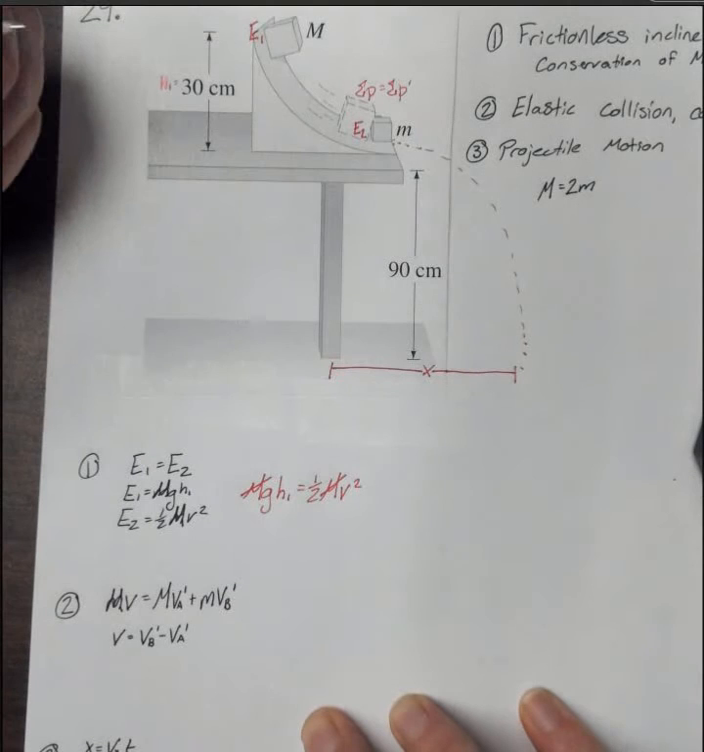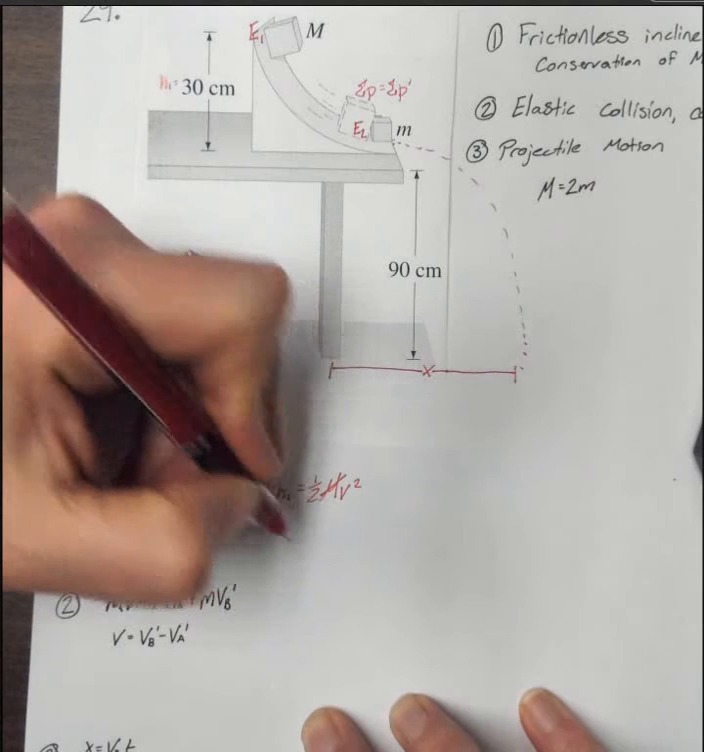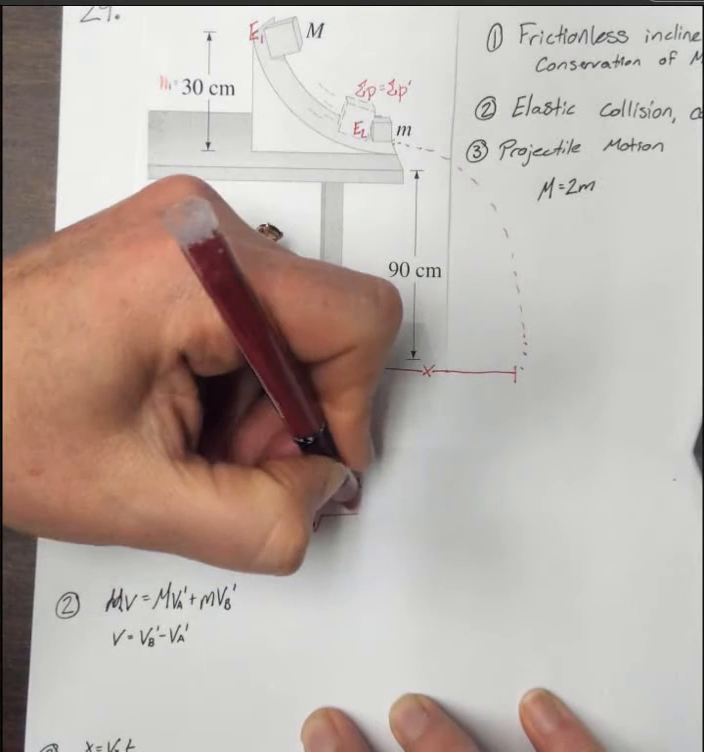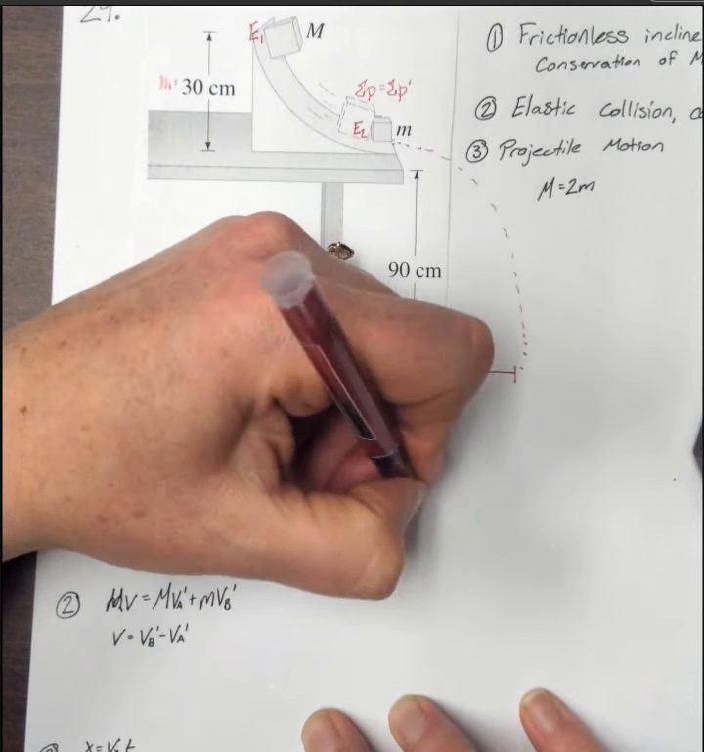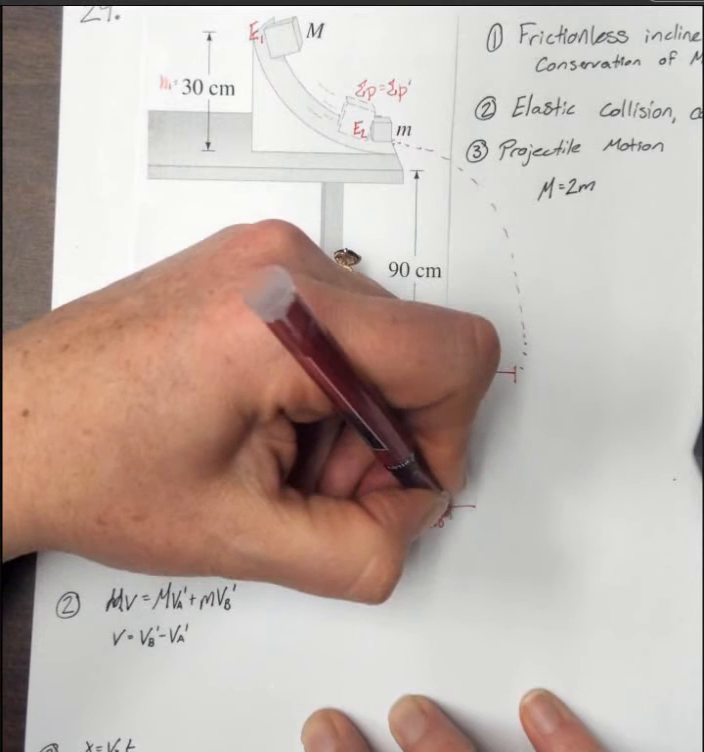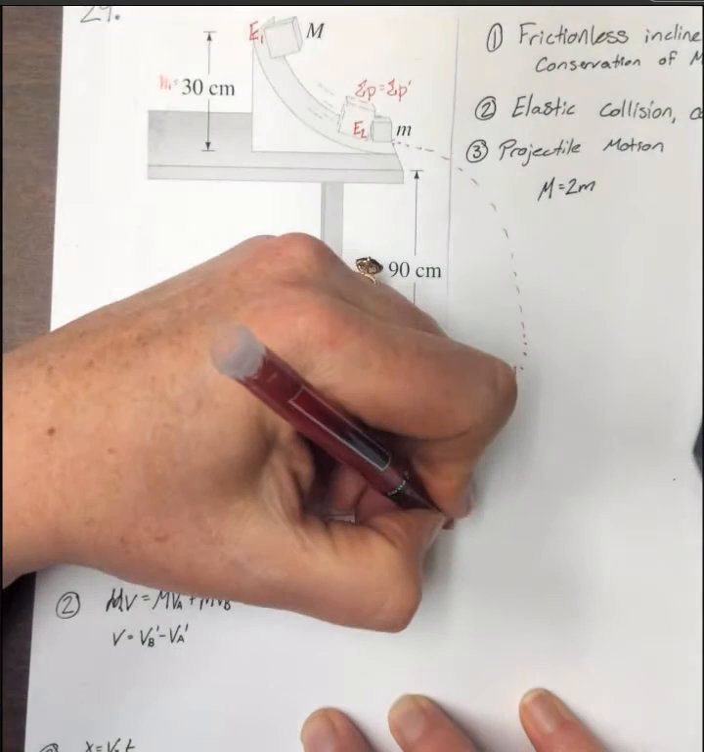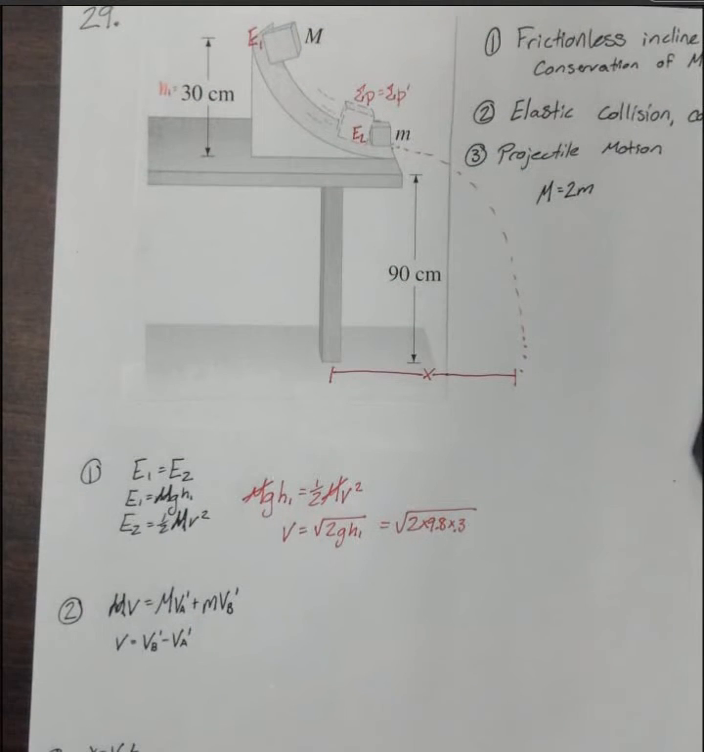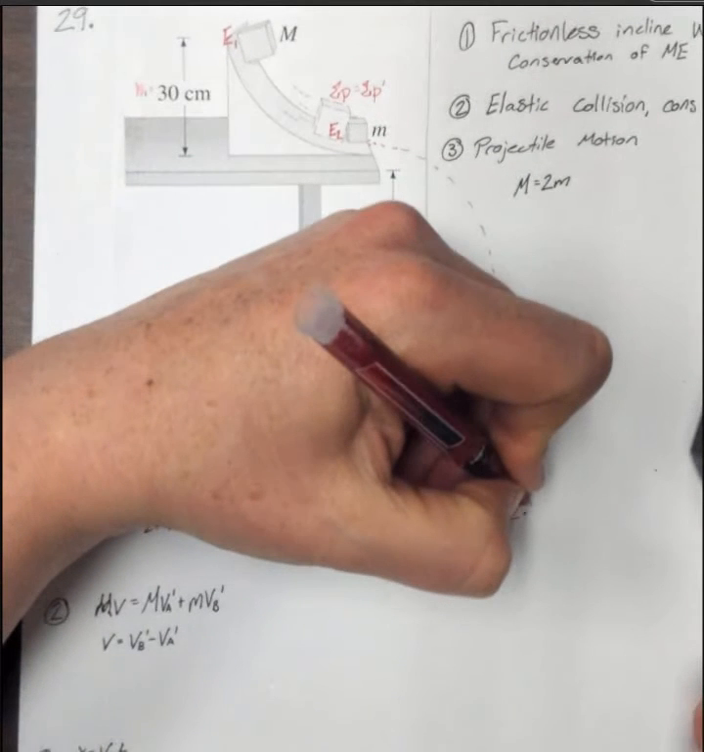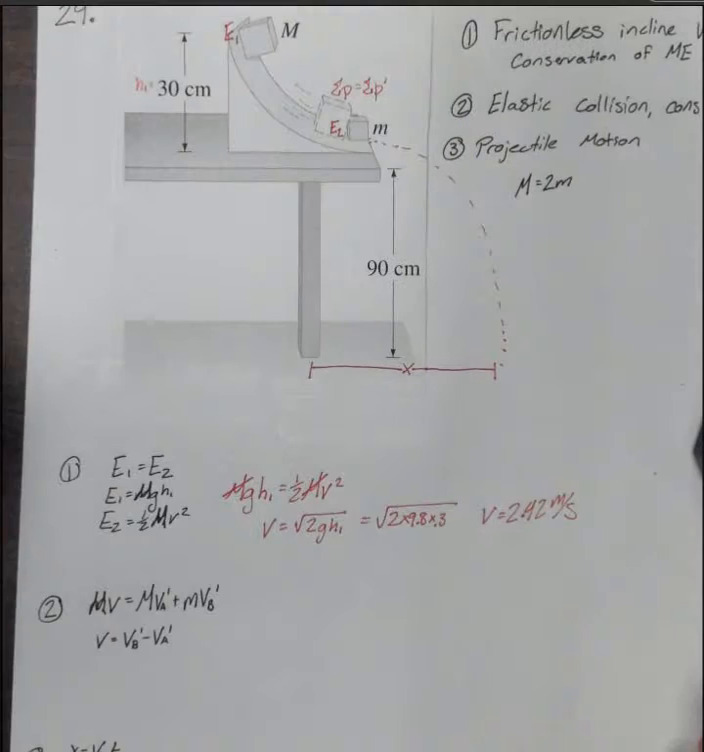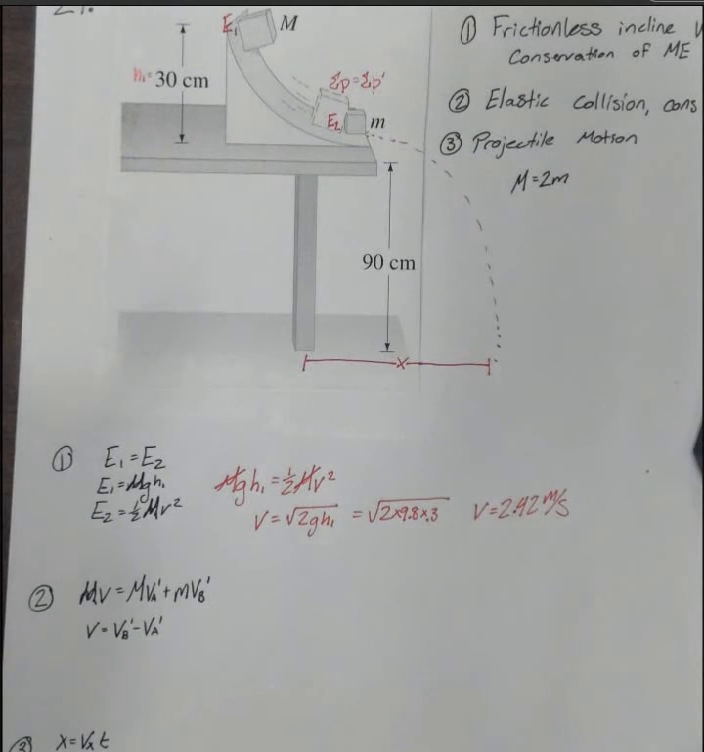We can ignore the mass, and then we get that the velocity is going to be equal to the square root of 2gh1. We can substitute in our variables: 2 times 9.8 times 0.3 meters. Solving for that, we get that the velocity of the block before the collision equals 2.42 meters per second.